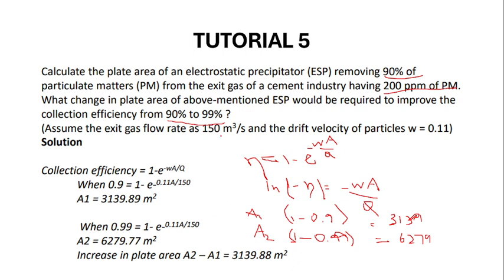So only you have to calculate the area of 90% efficiency and the area of 99% efficiency. How much the area should be improved is the question. So in this way, you can obtain the increase in plate area.